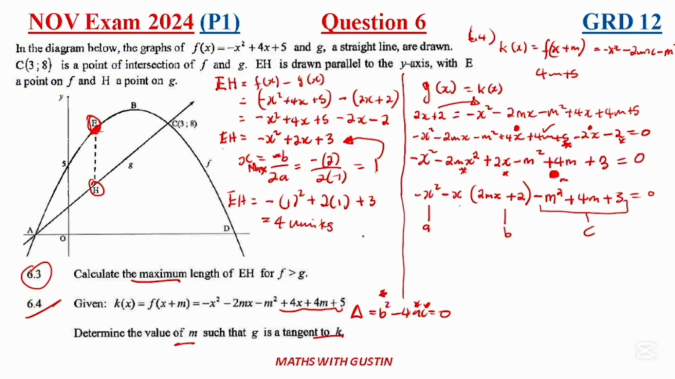All right, so now we can come and substitute into our discriminant to say that this will be equal to 0. So what is b there? B is going to be given by 2mx plus 2 all squared minus 4. A is what? Is minus 1. Therefore c is in bracket going to be negative m squared plus 4m plus 3. It's a little bit tedious, but it can be done.